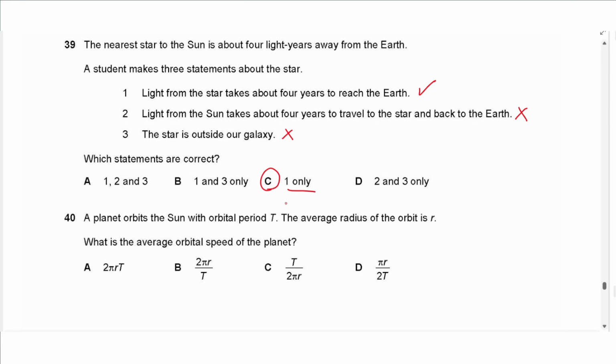Question 40 says a planet orbits the Sun with orbital period T and the average radius of the orbit is R. What is the average orbital speed of the planet? So distance divided by time. So the circumference of the circular orbit, 2 pi r divided by the periodic time. So the answer is B.